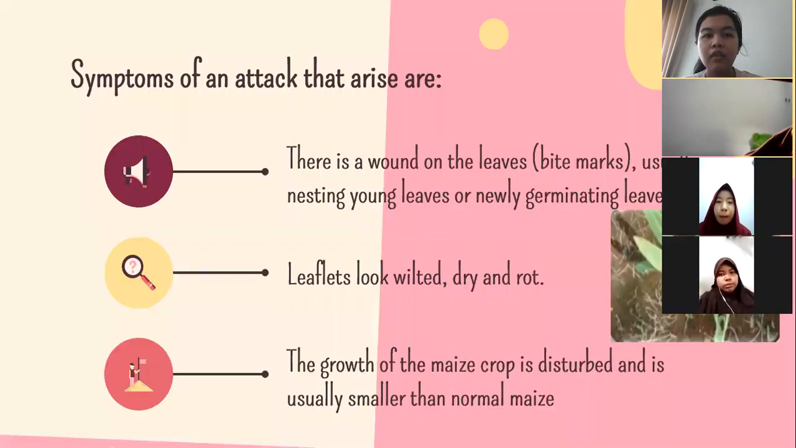The symptoms of an attack that arise are: first, there are wounds on the leaves, bite marks, usually on young leaves or newly germinating leaves. The second is that leaflets look wilted, dry, and rotten. And the last is that the growth of the maize crop is disturbed and is usually smaller than normal size.